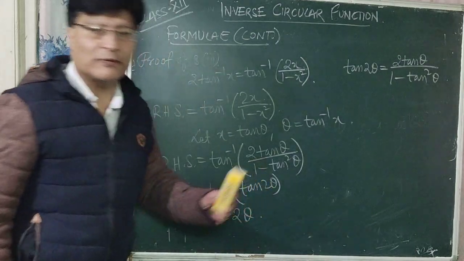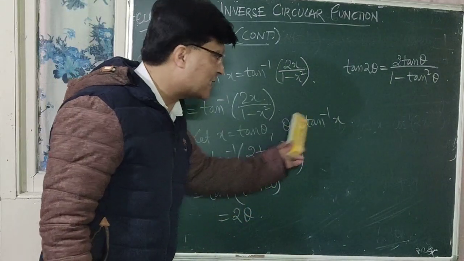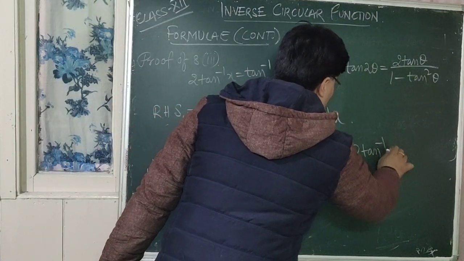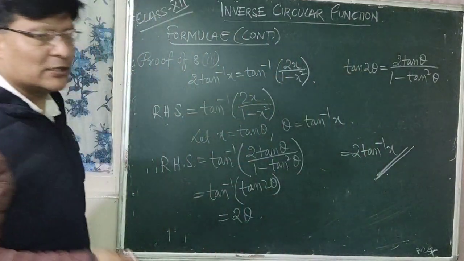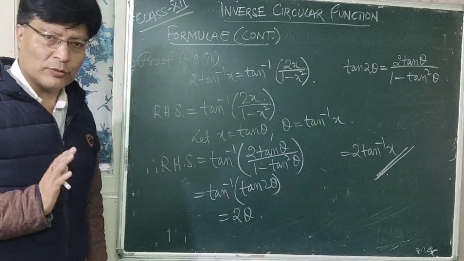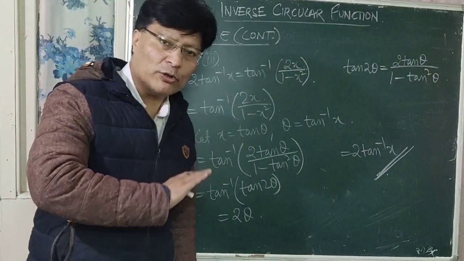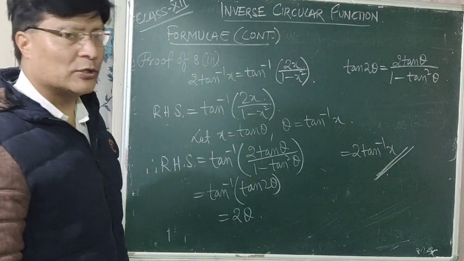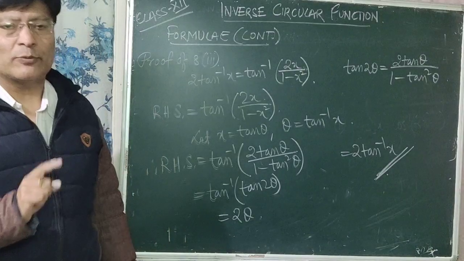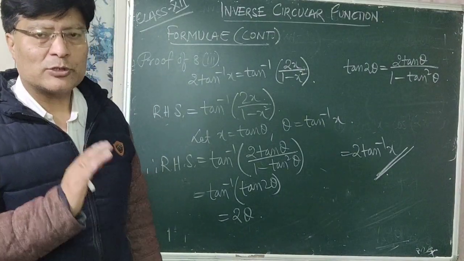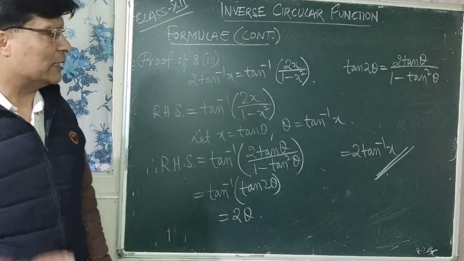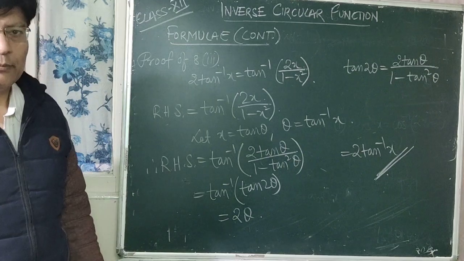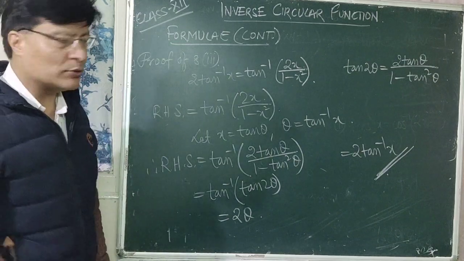Now you can substitute the value for theta. What is the value for theta in this case? It is tan inverse x. So which is equal to 2 tan inverse x. So it is proved. So you have to remember the formula from both ways, from left hand side as well as from right hand side, okay? So 2 tan inverse x is equal to tan inverse 2x upon 1 minus x square, or tan inverse 2x upon 1 minus x square is equal to 2 tan inverse x. So is that clear to all of you? So here all formulae are proved. So now let us do the other formula.